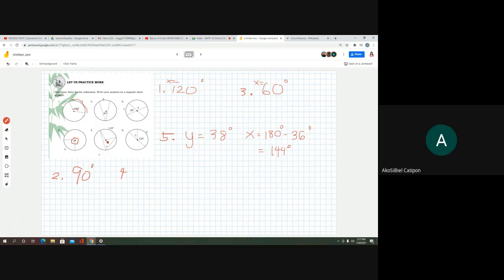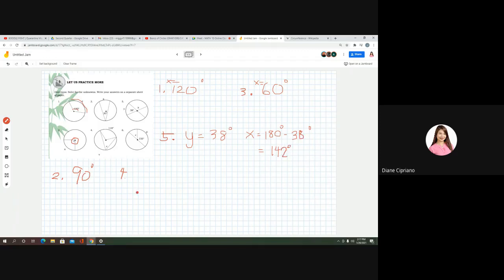Ma'am, yung sa number 5 po, 142 degrees pala, ma'am, kasi 38 degrees. So, mali si ma'am ng sulat. Okay, thank you for that. So, this is 38 and this is 142.